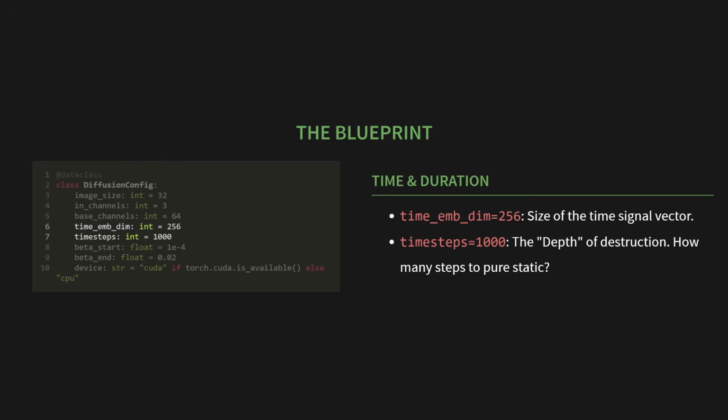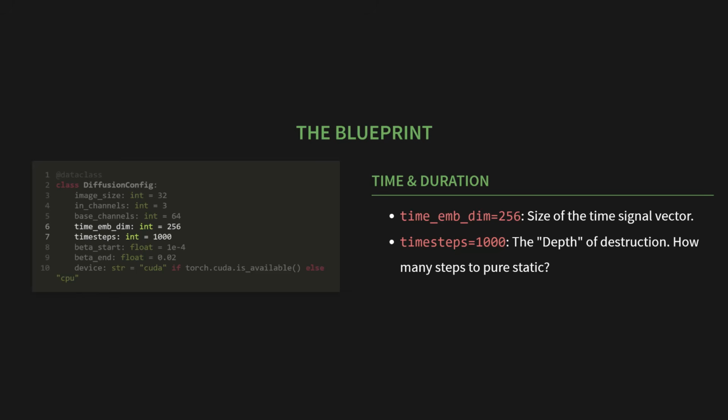We have time emb_dim, which is the size of the time signal vector. The model needs to know where it is in the process, and this vector tells it. We've set it to 256. Then there's time steps, which we've set to 1000. This is the depth of destruction. How many steps does it take to go from a clean image to pure static?